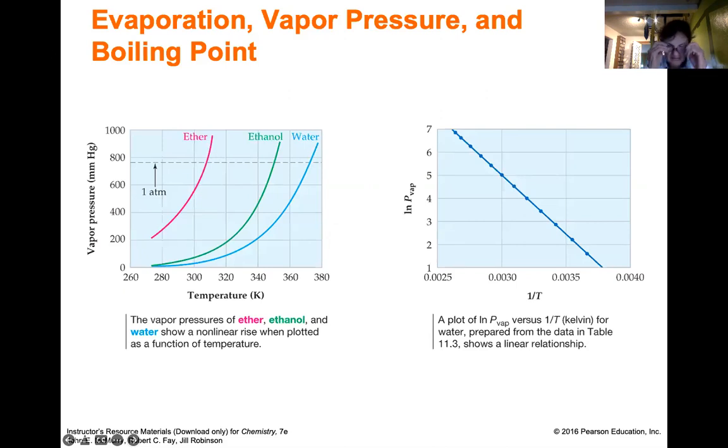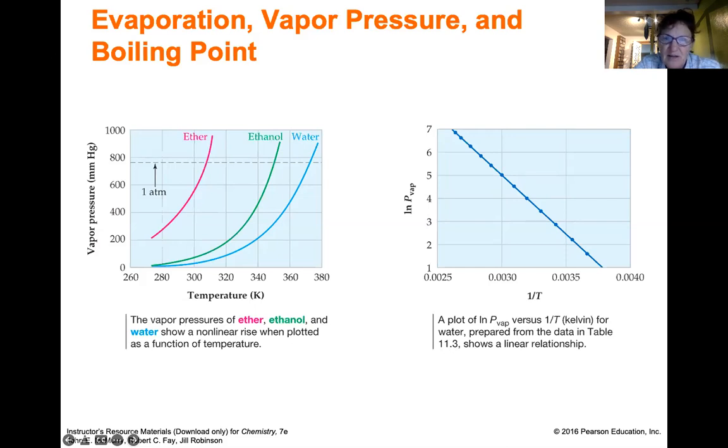Okay, so now we are looking at different substances. So the graph on the left is vapor pressure versus temperature. Notice that ether, which is a carbon compound with one oxygen in the middle, and it's nonpolar, has a much higher vapor pressure than water because the intermolecular forces are so weak.